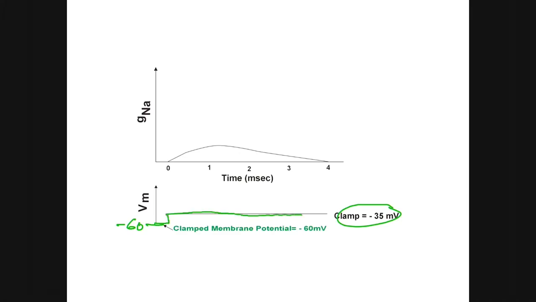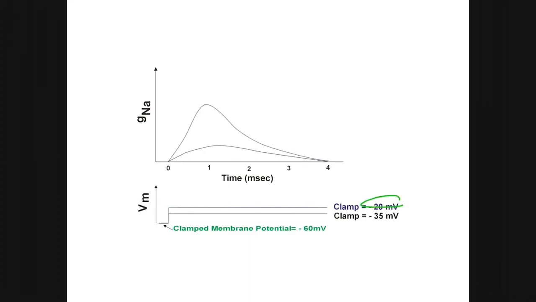And so why they call this the clamp is we change it from minus 60 to minus 35, and it's held fixed there. As a result of that change in potential, we can measure the sodium conductance, which is an electrical measurement of the permeability. And what you see here is that there is an increase in the membrane conductance or permeability. Now you give another depolarization, this time to minus 20 millivolts. Now you see that there's even a greater change in sodium permeability or conductance. And you change the membrane potential to plus 20 millivolts, and there's even a greater change.